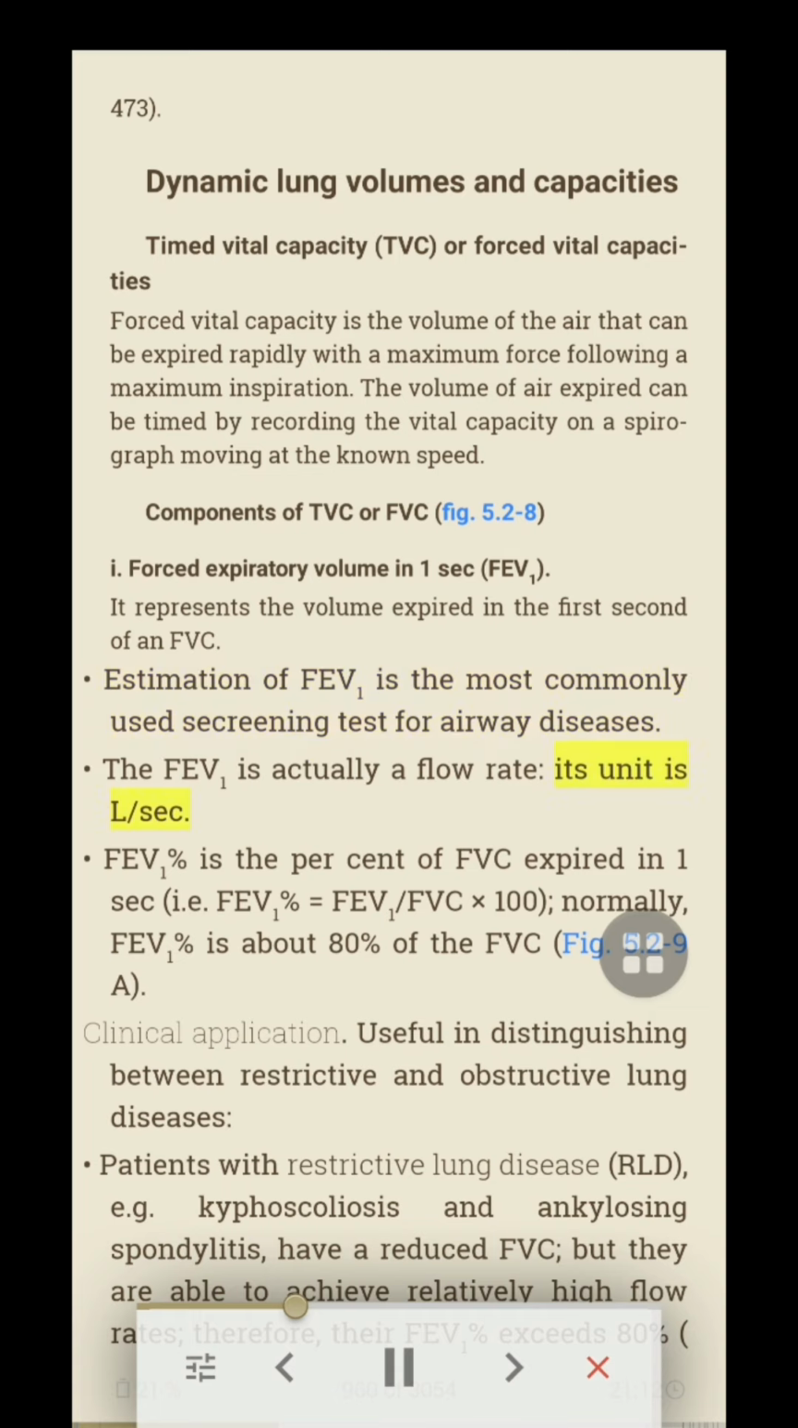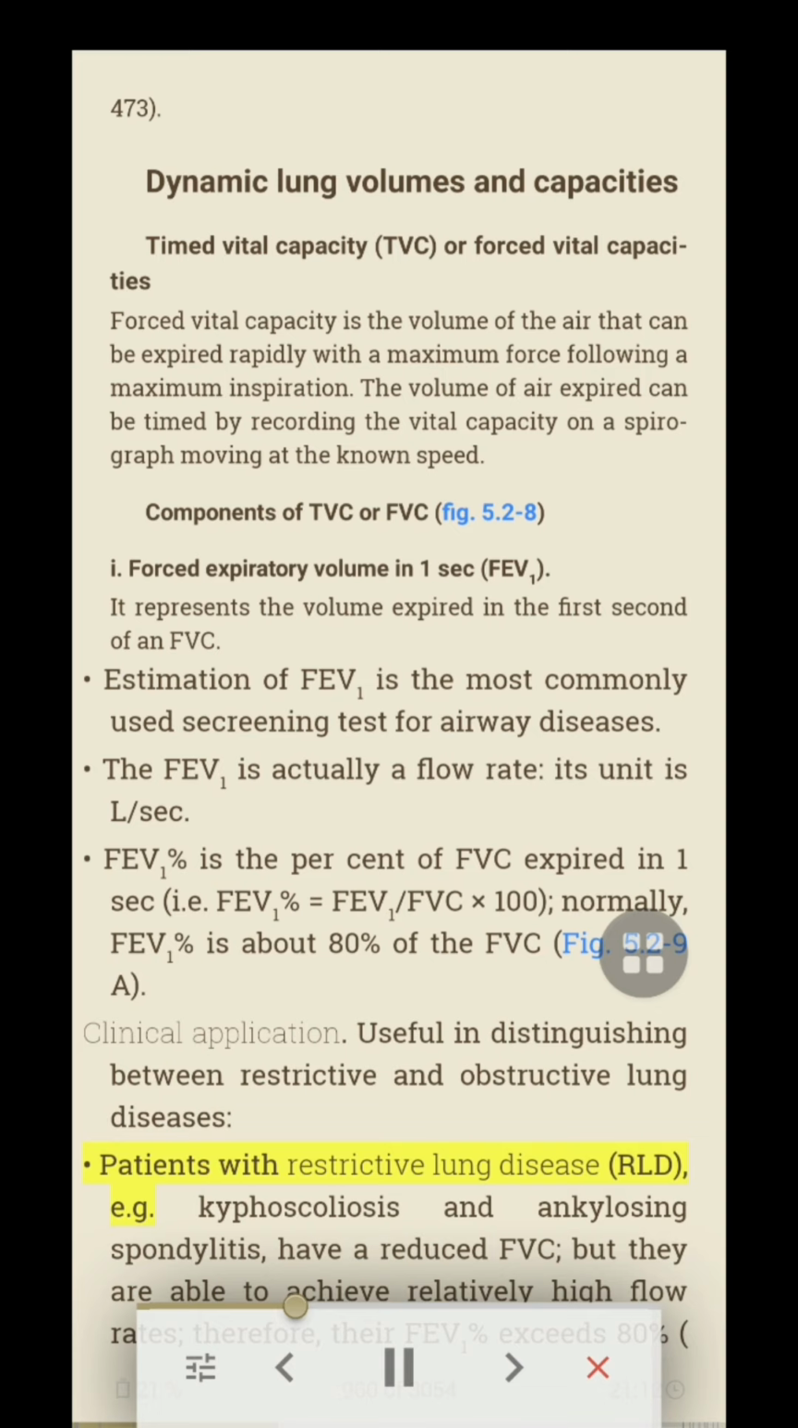The FEV1 is actually a flow rate. Its unit is L/sec. FEV1% is the percent of FVC expired in 1 second, i.e. FEV1% = FEV1/FVC × 100. Normally, FEV1% is about 80% of the FVC, Fig. 5.2-9a. Clinical application: useful in distinguishing between restrictive and obstructive lung diseases.